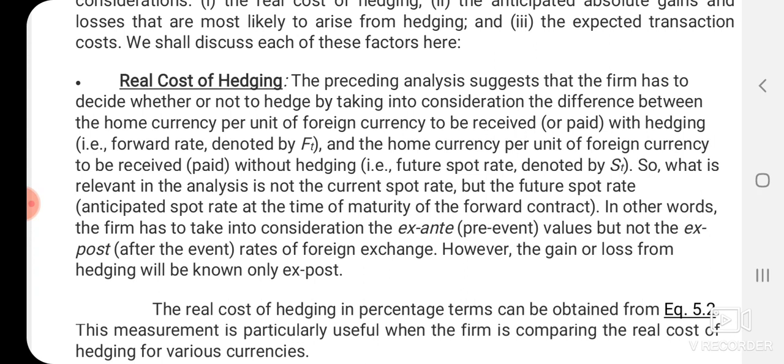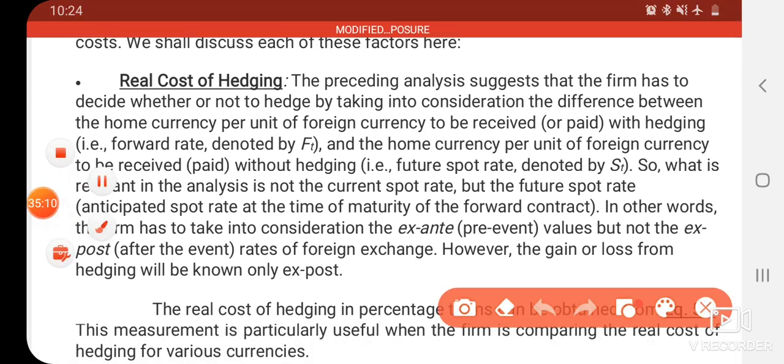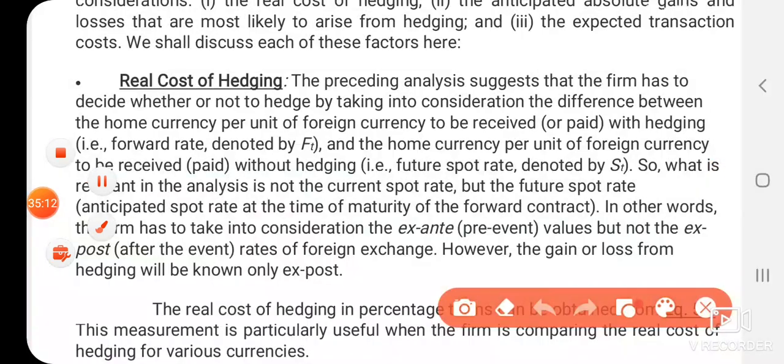Cash inflows or cash outflows, that is with the hedging forward rate as well. Here I am marking the difference between the home currency per unit of foreign currency to be received or paid with hedging, that is the forward rate, denoted by Ft, and the home currency per unit of foreign currency to be received or paid without hedging. One time with hedging, another time without hedging.